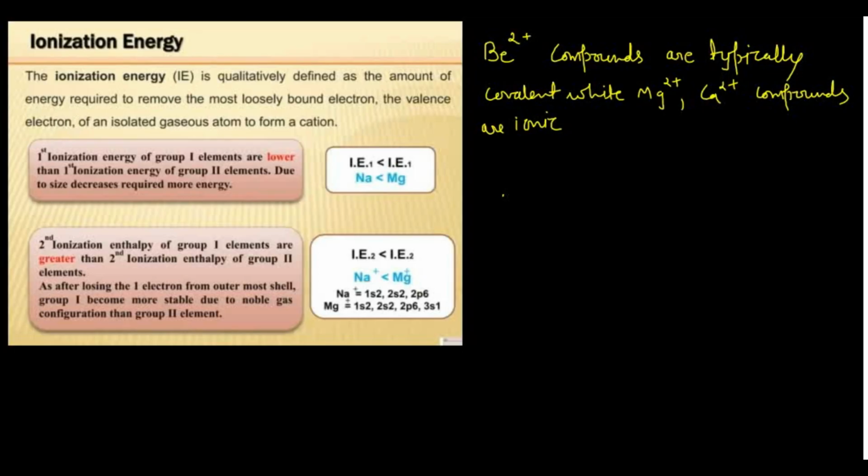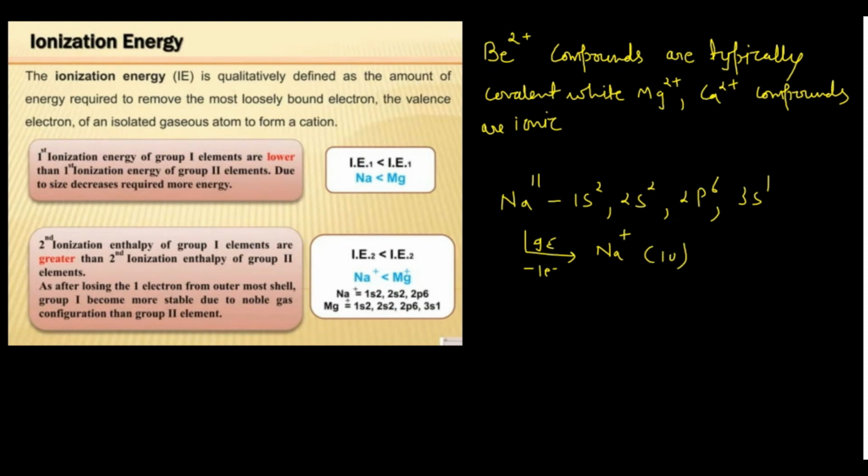So my next slide is the ionization potential or the ionization energy. For example, if I write the electronic configuration of sodium, Na, which is 11, it is 1s2, 2s2, 2p6 and 3s1. If I supply some energy to it, ionization energy, it will form Na positive, that means removal of one electron. So it will attain the configuration of neon, which is 10 electrons.